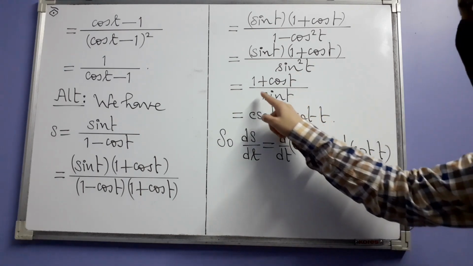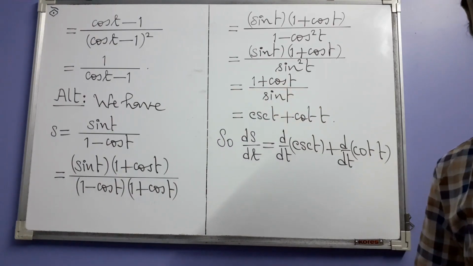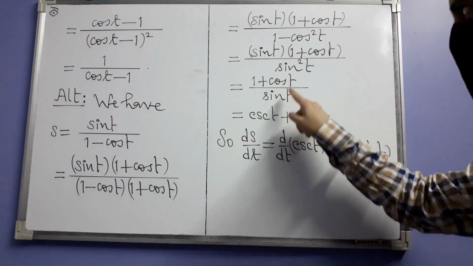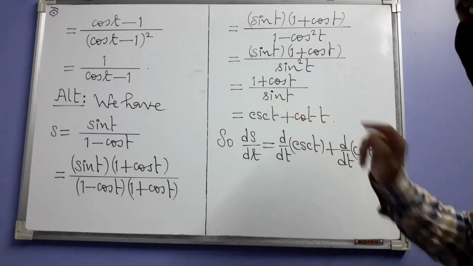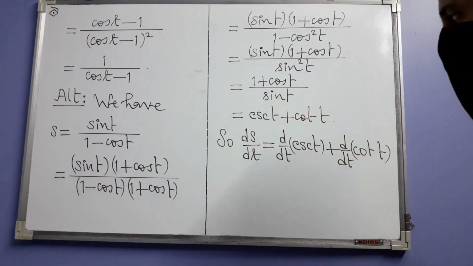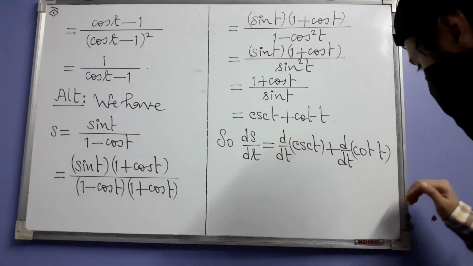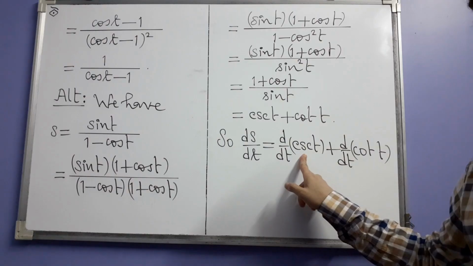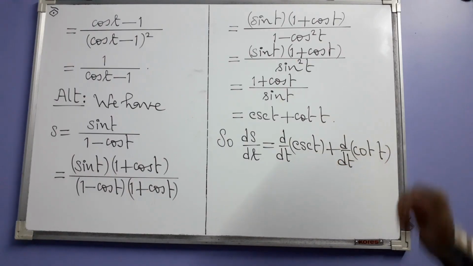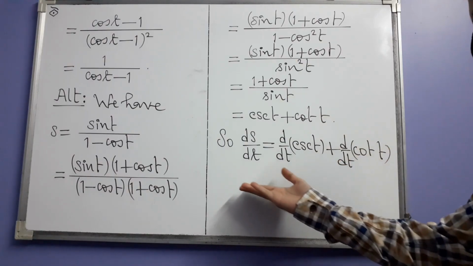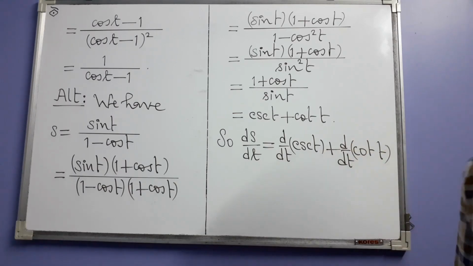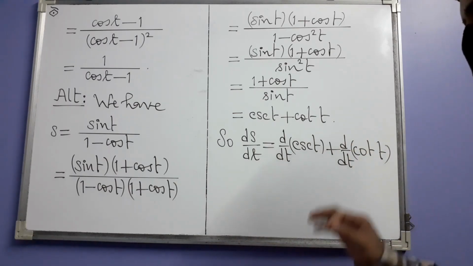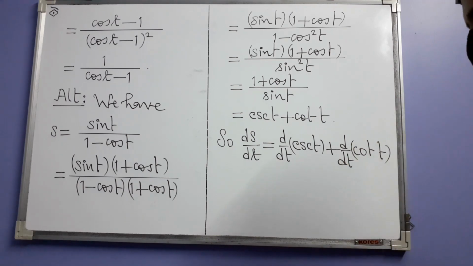And then when you divide each term by sin t, what do you get? 1 divided by sin t is cosecant of t, and cos t divided by sin t is cotangent of t. And so ds/dt will be equal to the derivative of cosecant t plus the derivative of cot t. And you write what these expressions are. Okay, I am not going to say anything more about that. But I will, however, say something.